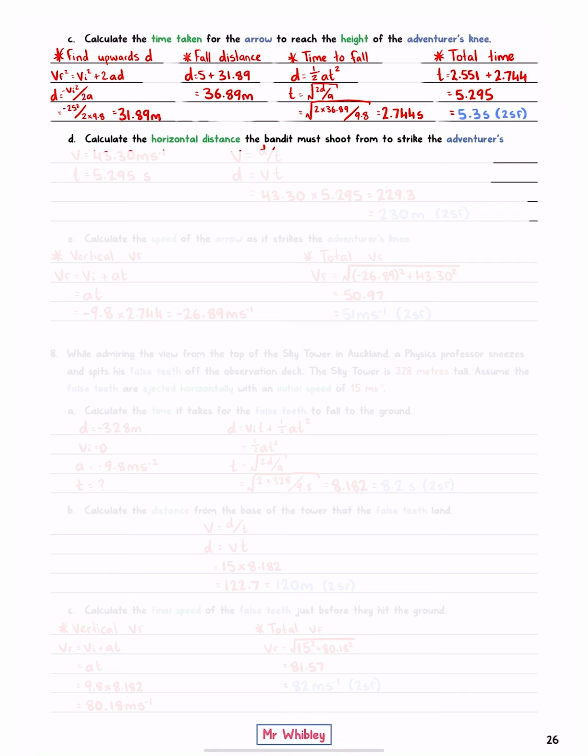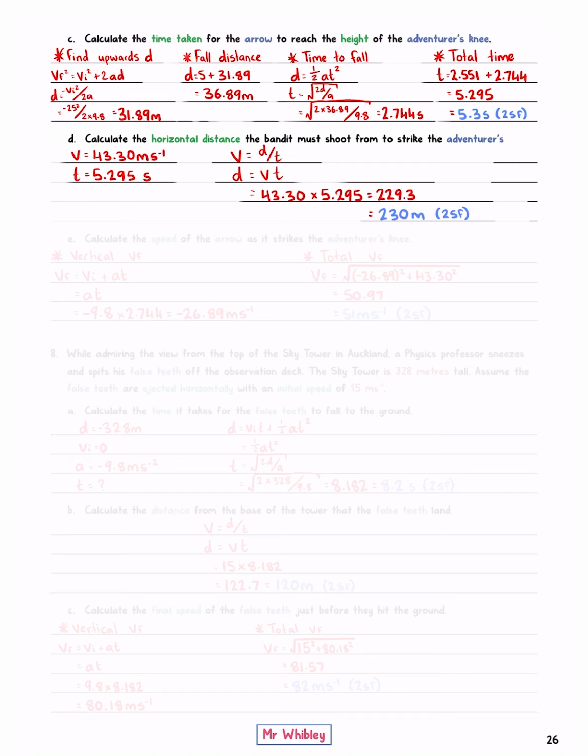Calculate the horizontal distance the bandit needs to shoot from to strike the adventurer's knee. We know that our horizontal velocity is 43.30 meters per second because we found it in part A. We know our total time, and so we can relate these to distance using our V equals d over t, multiplying both sides by t to solve for d. Putting in our numbers gives me 229.3 or 230 meters to two significant figures.